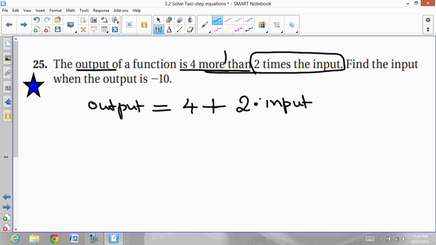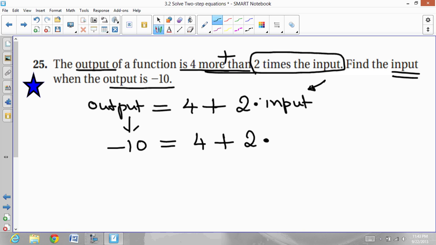More than means plus. Now they are asking you to find the input. So input is what you need to find. Then the output is negative 10. Since you know the output, let's replace that to be negative 10. So negative 10 is what is given to you, equals 4 plus 2 times the input. Now remember, this is what you need to find.